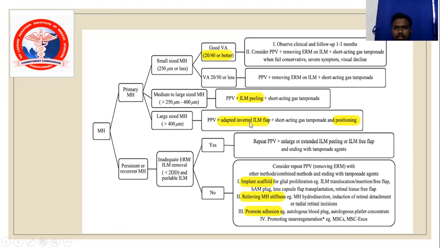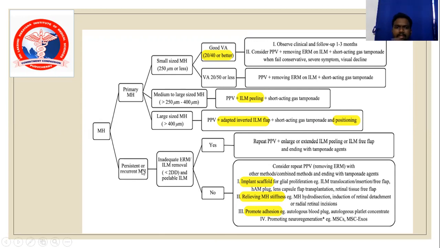A large-sized macular hole can be treated with a pars plana vitrectomy, but instead of doing just an ILM peeling, weak patients can undergo an inverted flap. Basically, after peeling the inner limiting membrane, we tuck the inner limiting membrane into the fovea, which acts as a scaffold for the inner neurosensory retina to grow. We do apply gas tamponade in such patients in the form of C3F8 or SF6.